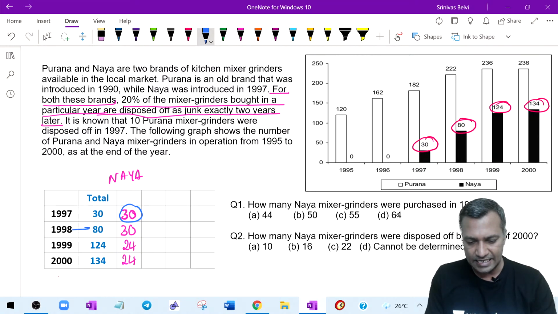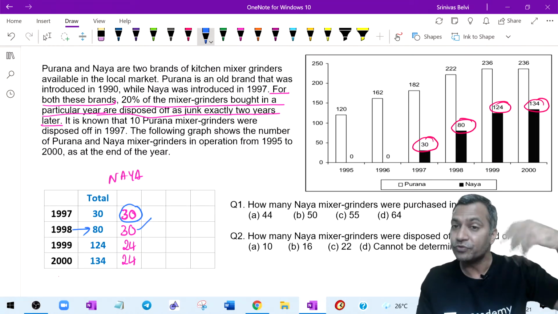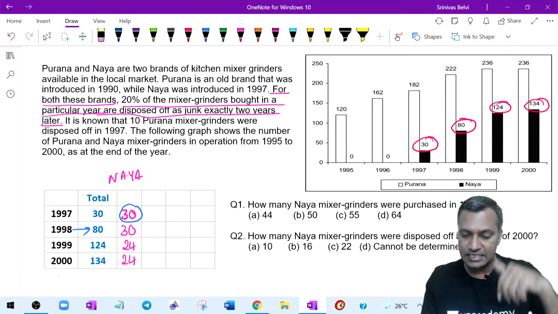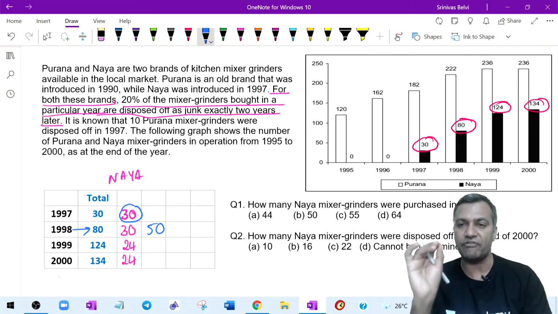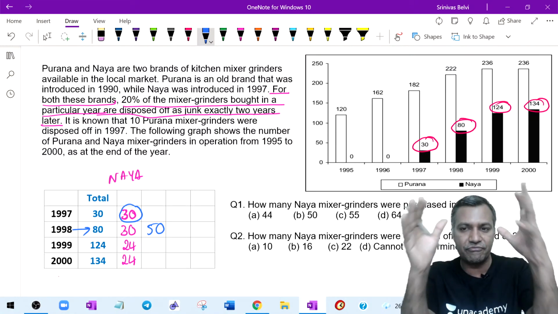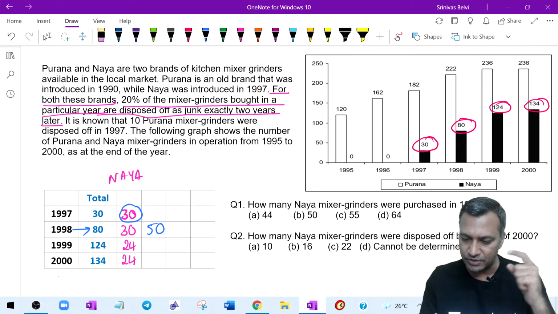In 1998, there were 80. 30 were carry forwarded from the previous year. If 30 is a carry forward, how many were new? The remaining 50 were new. 50 were fresh pieces which were sold. A batch of 50 were sold in 1998. It's fresh. This last number is fresh. What happens with this 50?